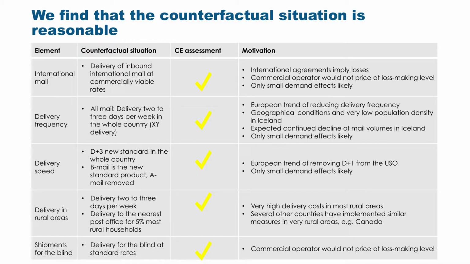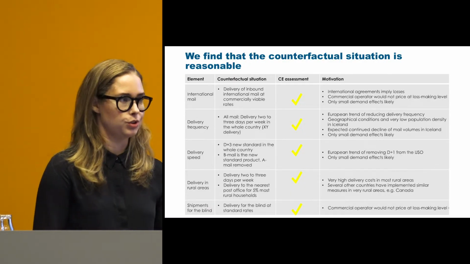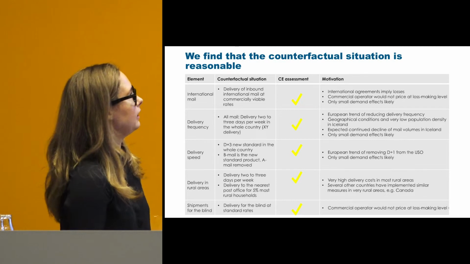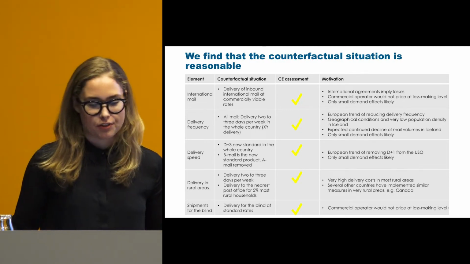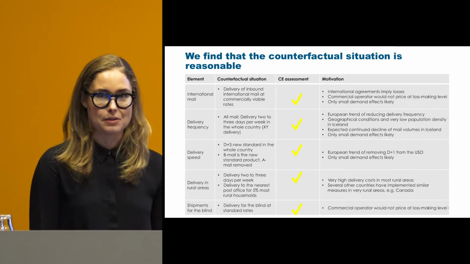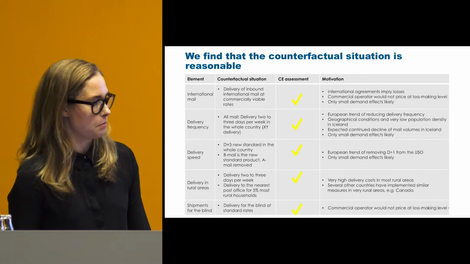So, getting a closer look at the counterfactual situation and whether it's reasonable or not, I can see that some stuff has jumped around here, but that's fine. Starting with the international mail, we find that it is reasonable that Iceland Post would choose to only deliver these at commercially viable rates. The motivation for that is that while the international agreements do imply losses, a commercial operator would not accept this.